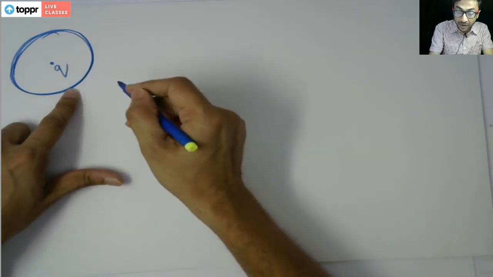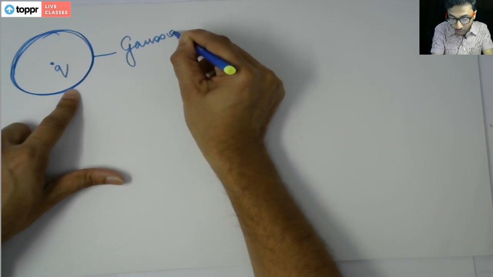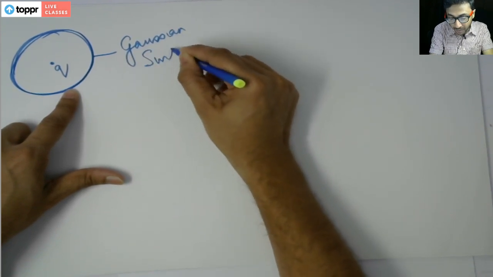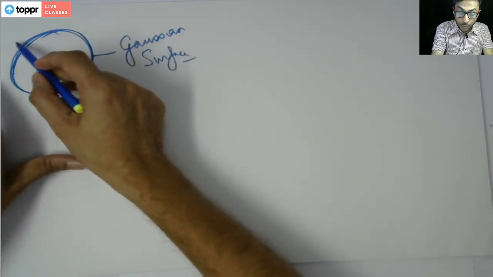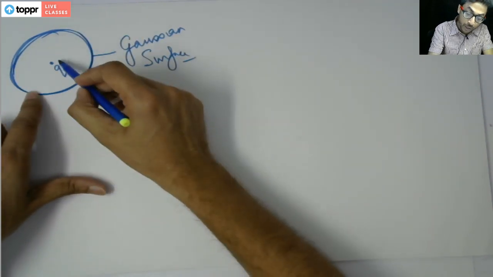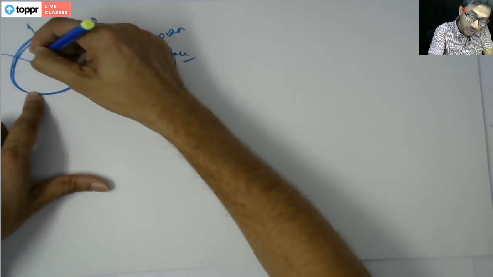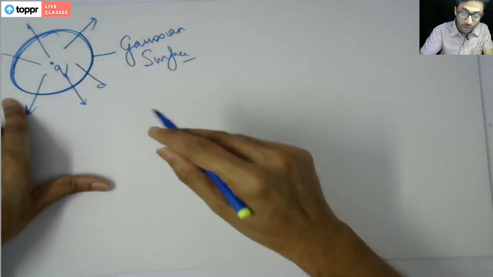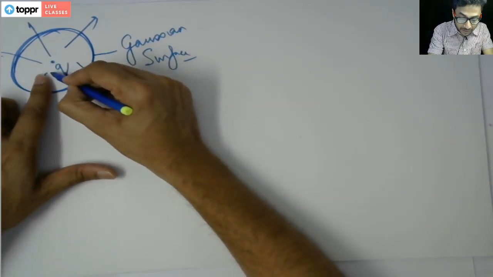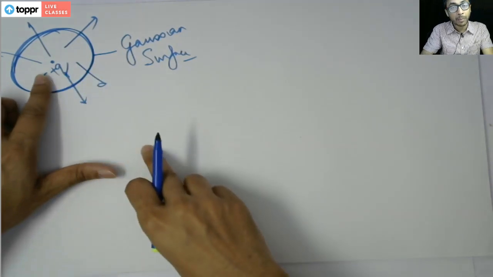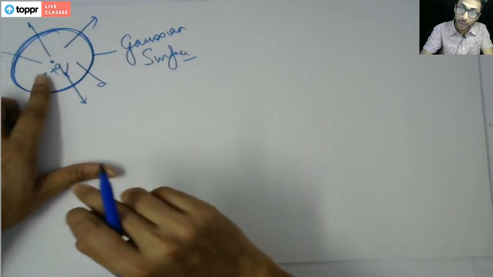Now what is this sphere? We are naming it the Gaussian surface. A Gaussian surface is nothing but an imaginary surface which we consider to find the electric field coming out of the surface. If it is a positive charge, the electric field will originate from the positive charge and come out. If it is a negative charge, the electric field will go in.